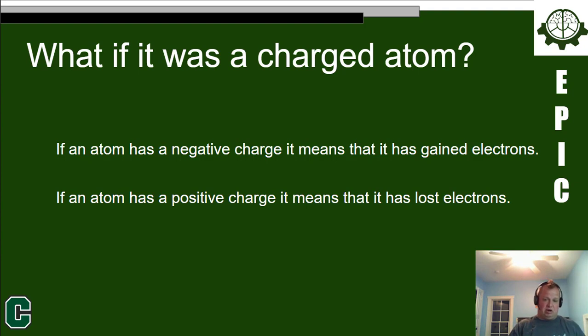If an atom has a positive charge, it means it has lost electrons, right? They were neutral, same number of protons and electrons. Some electrons left, and it became positive. Now it's weird and backwards in your brain because you're used to, if I get some more stuff, I become positive, and when I give stuff away, I become negative. But because you're giving away something that is negative, it flips it backwards.